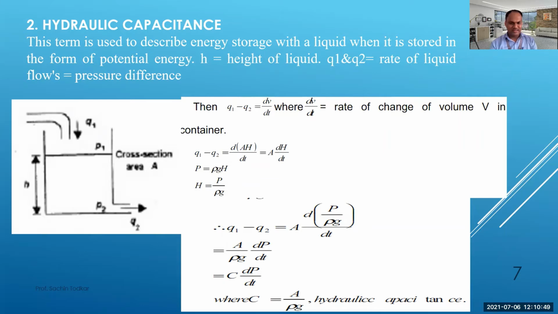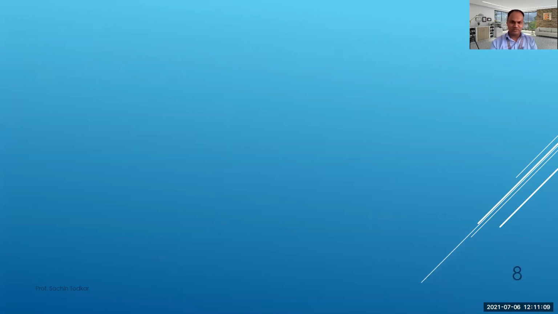It is called hydraulic capacitance. This capacitance is equivalent to electrical capacitance, and it is written as C is equal to A upon rho G. There will be a question in your exam, what is the equivalent hydraulic capacitance. So you should know it is A upon rho G.